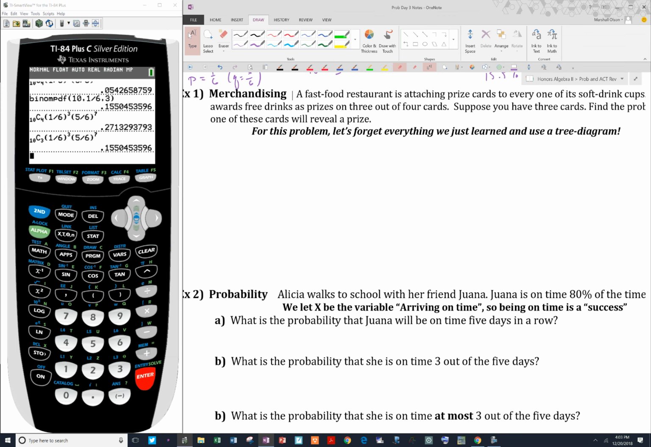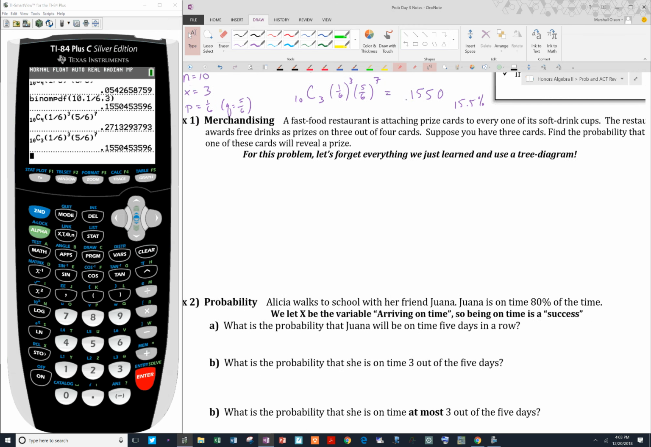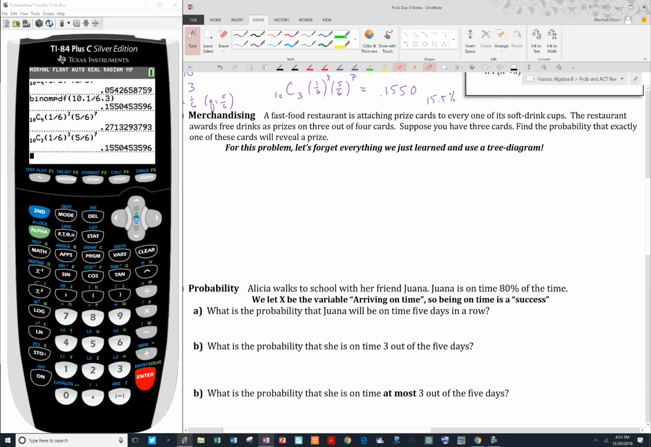This first one is actually a good one for us to review what a tree diagram will do for us. So take a second to read through that example and what's going on here. It says a fast food restaurant is attaching prize cards to every one of its soft drink cups. The restaurant awards free drinks as prizes on 3 out of 4 cards. Suppose you have 3 cards. Find the probability that exactly one of the cards will reveal a prize.